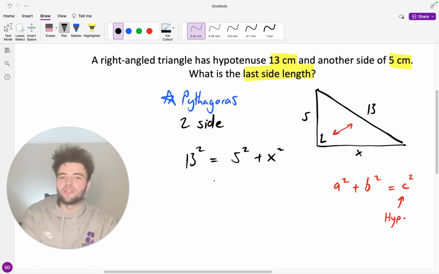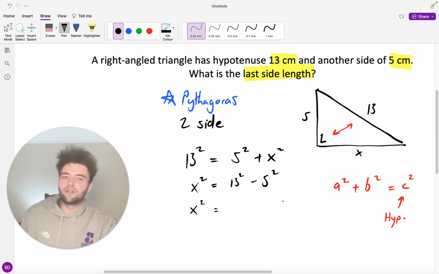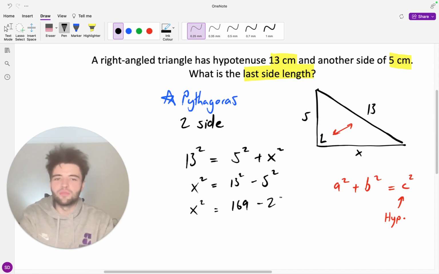So now we basically end up with this equation involving x squared, and so what I'm going to do is just get x squared on its own. So we get x squared is equal to 13 squared minus 5 squared. And so now we can start simplifying things, and 13 squared is going to be 169, and then we're going to have minus 5 squared, and 5 squared is going to be 25. So we get x squared is equal to 169 minus 25, which means that x squared is equal to 144.